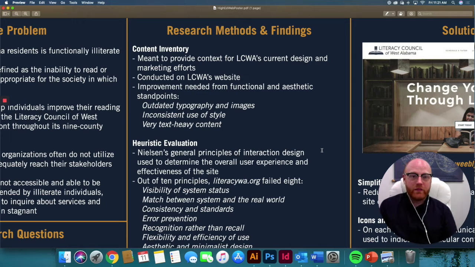From both aesthetic and functional aspects, we said they have outdated typography and imagery. If we're focusing on visual communication and imagery, that imagery needs to accurately and presently represent literacy, tutoring and advocacy services. There's an inconsistent use of style, meaning that you could jump from one page to another and it would look like a completely different site. And very text-heavy content was found throughout the website. And again, if we're focusing on increasing literacy rates and getting people in our door to use our resources, that text-heavy content isn't necessarily going to cut it.